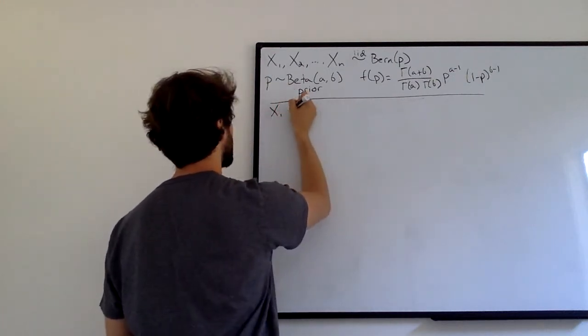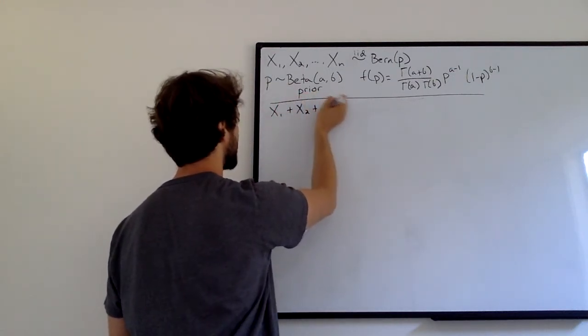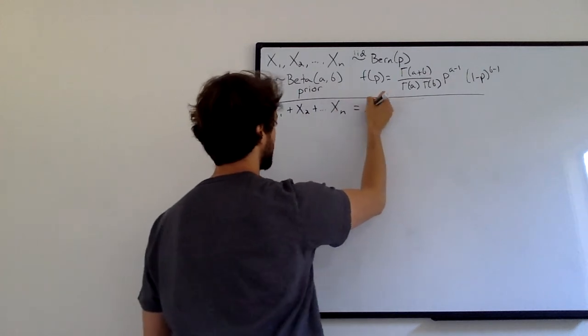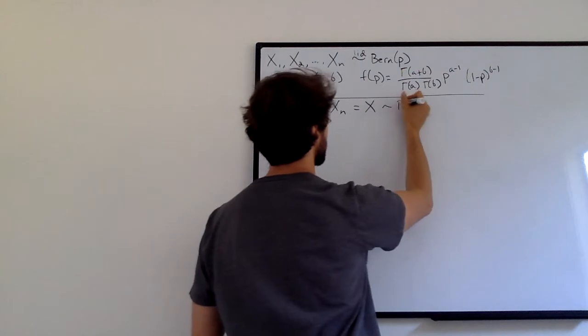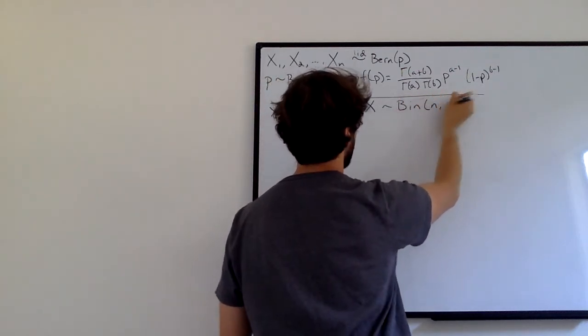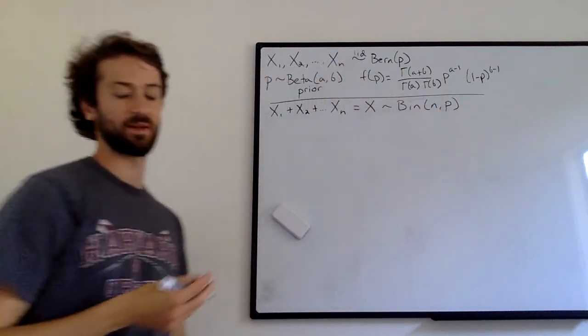We're going to say x1 plus x2 plus ... xn. We're going to say that equals x. We're just going to call that x. So the sum of all the x's is x. And that has a distribution binomial(n, p) by definition, because it's the sum of n independent Bernoullis.